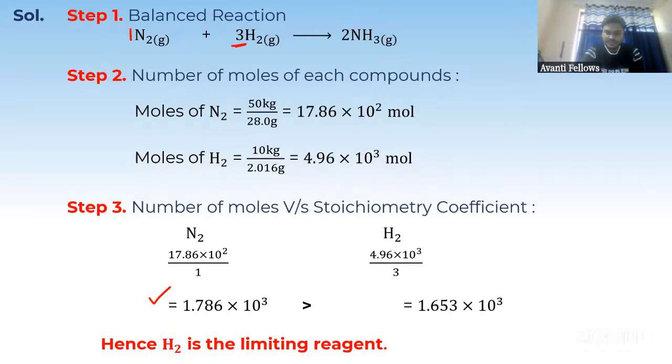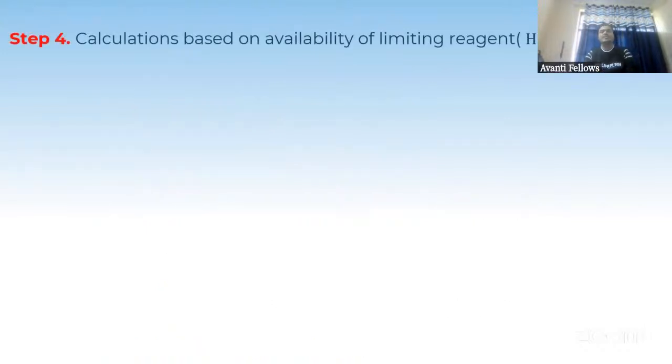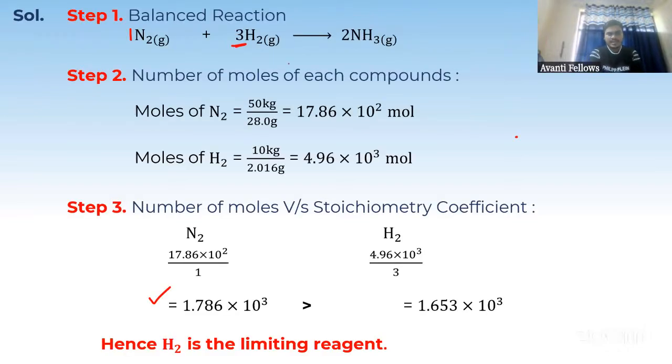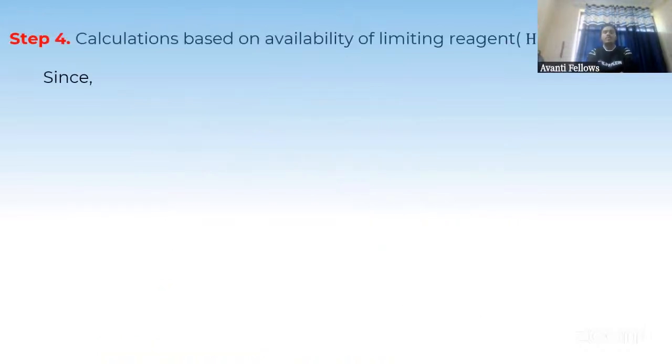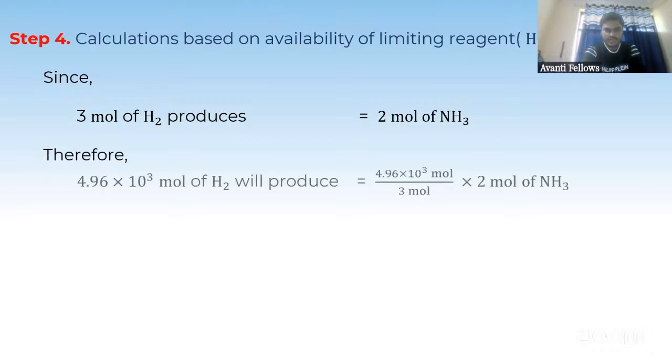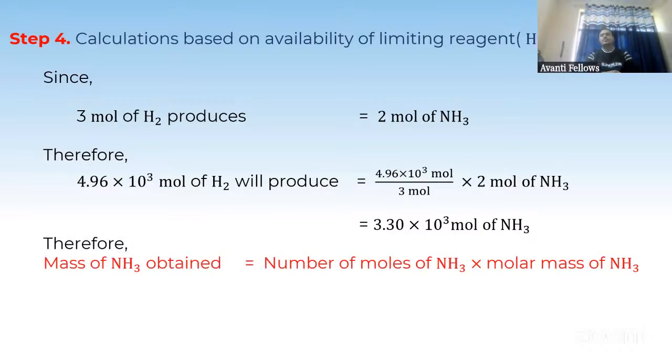So now in the next step, we have calculation based on the availability of the limiting reagent. Since 3 mole of H2 produces 2 mole of ammonia, this is from the equation. Therefore, 4.96 into 10 raised to the power 3 mole of H2 will produce this much ammonia. So the answer is 3.30 into 10 raised to the power 3 mole of ammonia.